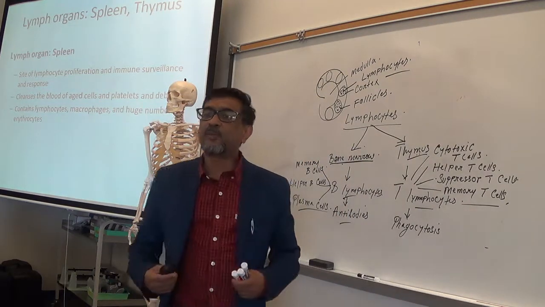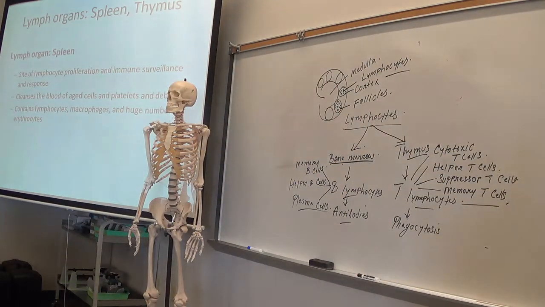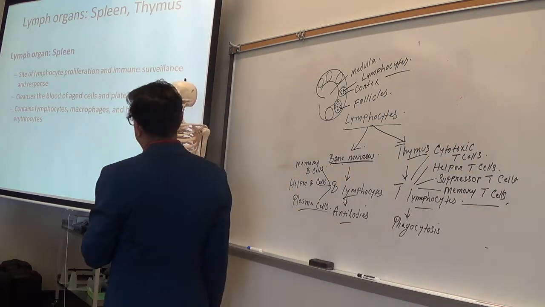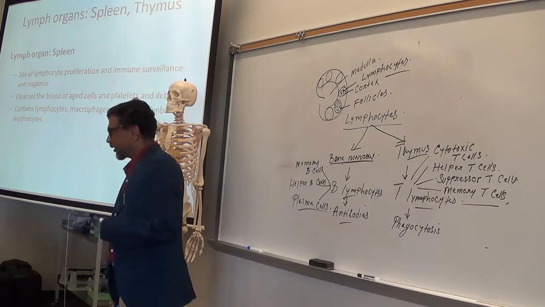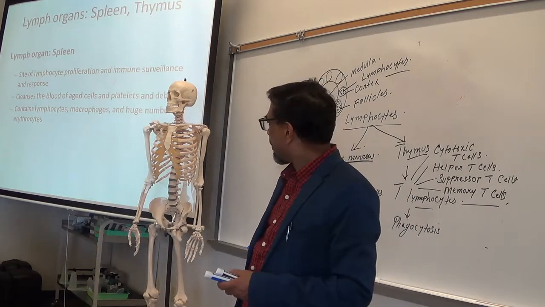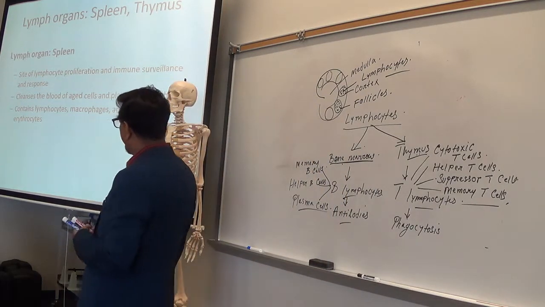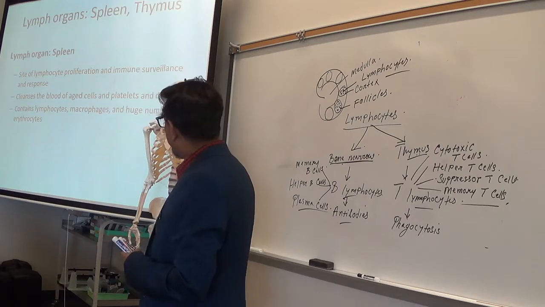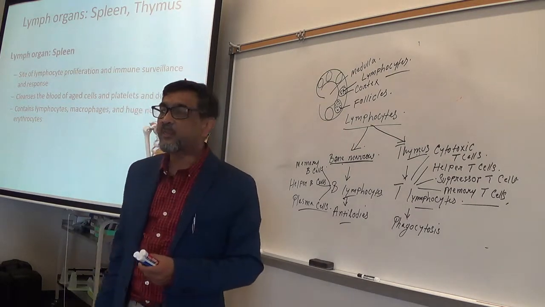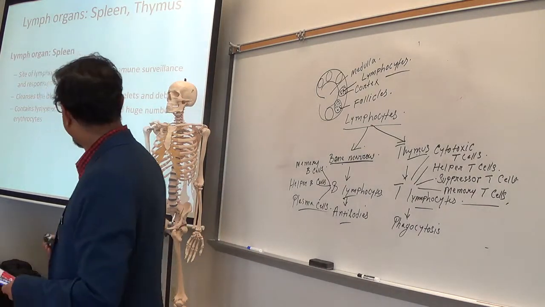Spleen removes the old blood cells. We already know it is also called the graveyard for blood cells. So, old blood cells enter into the spleen and are destroyed there. Inside the spleen, you will find many lymphocytes, of course, as well as macrophages and a huge number of erythrocytes, because we know that inside the spleen the red blood cells are destroyed.